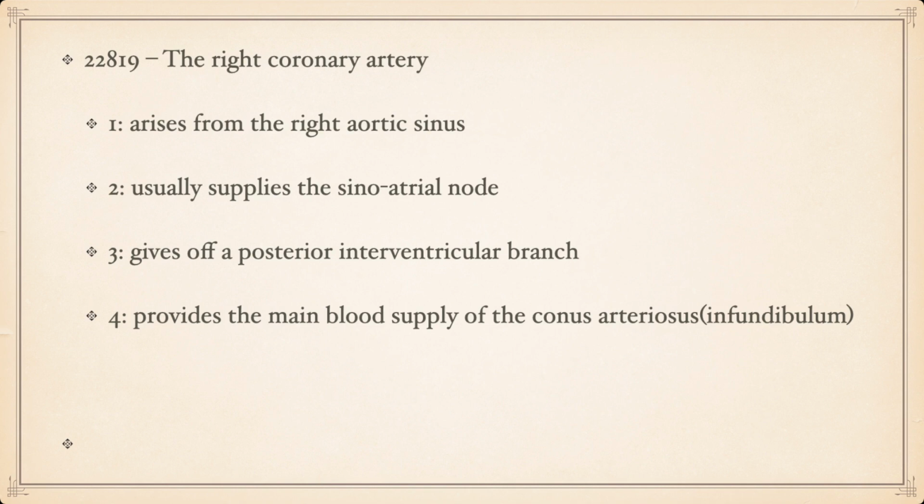There are 31 questions in total. This is question number 2. The right coronary artery arises from the right aortic sinus, usually supplies the sinoatrial node, gives off a posterior interventricular branch, and provides the main blood supply of the conus arteriosus, otherwise known as the infundibulum.